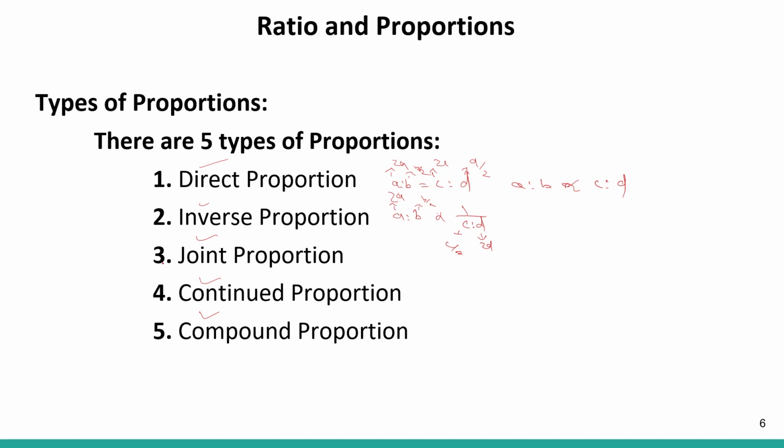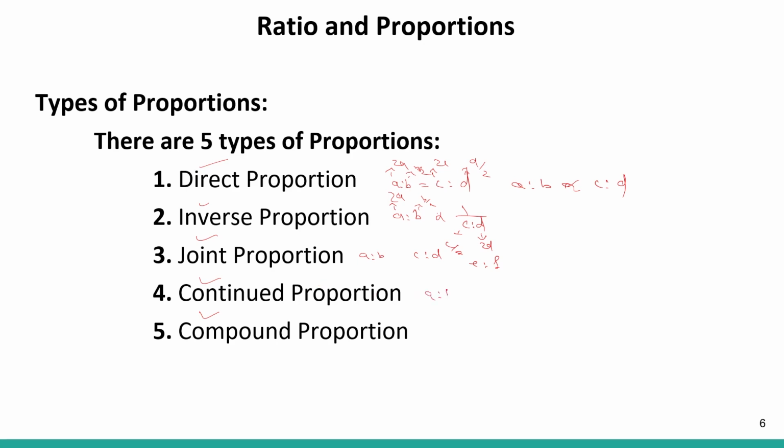Okay, so let's see the third kind of proportion, that was joint proportion. Joint proportion was nothing but the relationship among 2 or 3 ratios. So A is to B, C is to D, E is to F. If there is any kind of relation between these proportions, then we say that kind of proportion is called joint proportion. And what is called continued proportion?